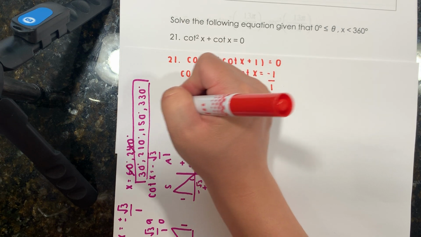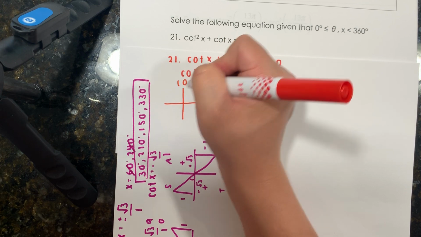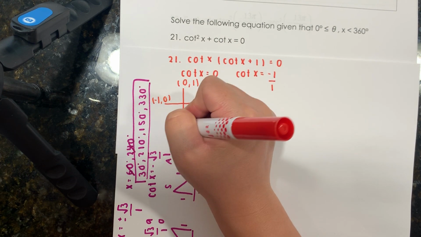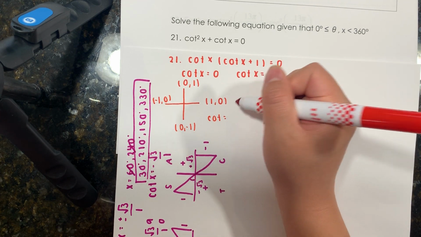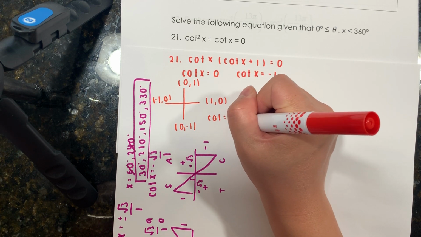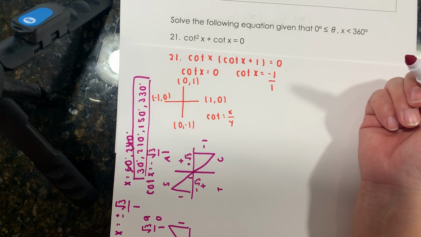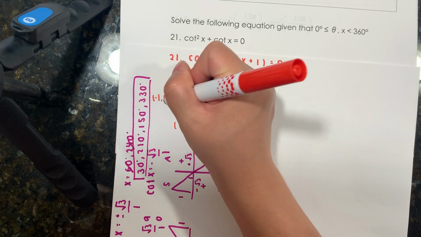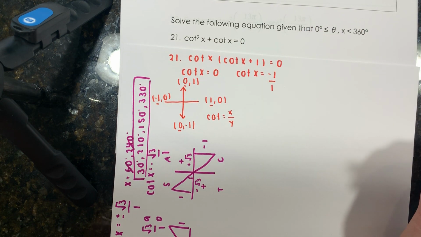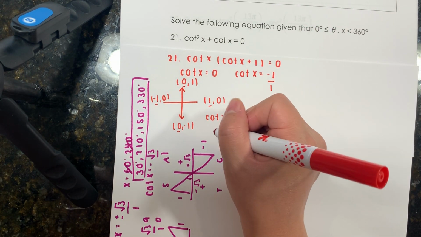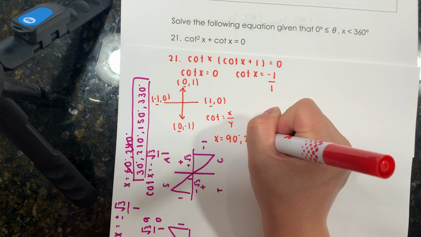The unit circle I'm going to draw over here, so that would be 1, 0, 0, 1, negative 1, 0, and then 0, negative 1. Cotangent is equal to, instead of y over x, it's going to be x over y, which means we're looking for where the x is 0, and then the y is either 1 or negative 1. So if I underline all my x coordinates, I'm looking at these 2 degrees. And that would give me that x is equal to 90 and 270.